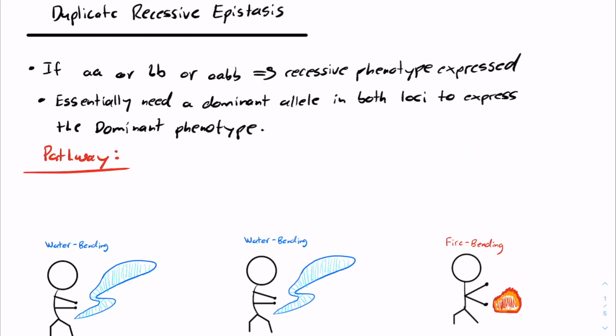So the epistasis that I'm going to be talking about today is duplicate recessive epistasis. Basically, if you have double A or double B recessive alleles or both, then you're going to end up with the recessive phenotype being expressed. So essentially, if you want the dominant phenotype to be expressed, then you need both loci to have a dominant allele.